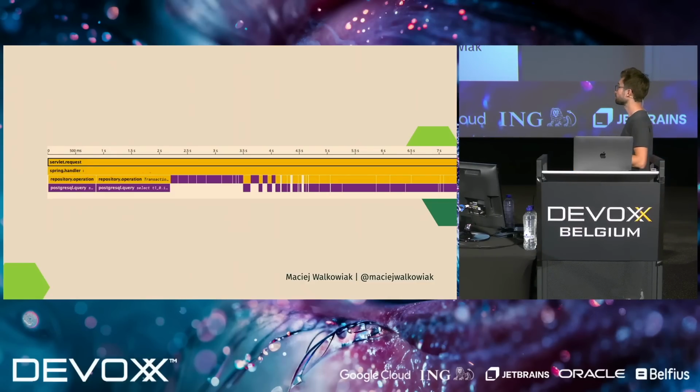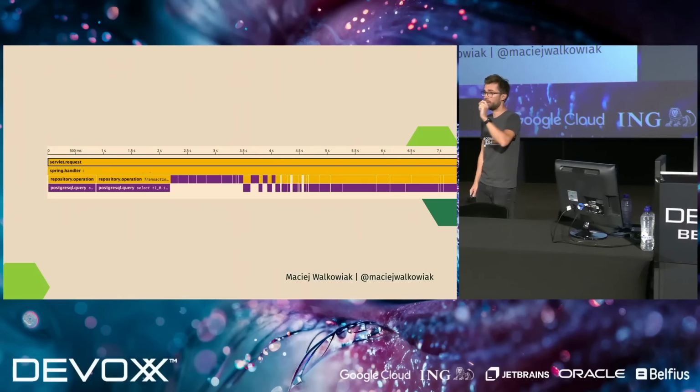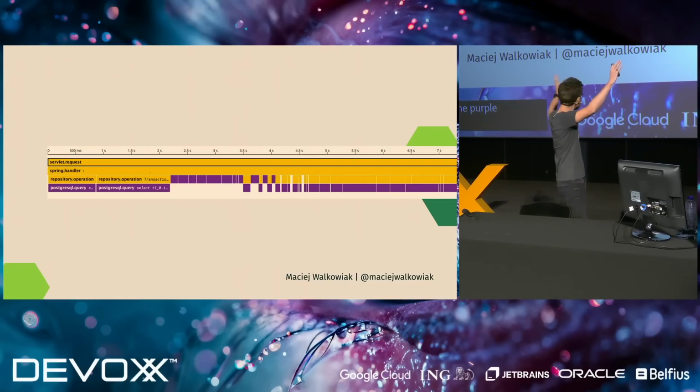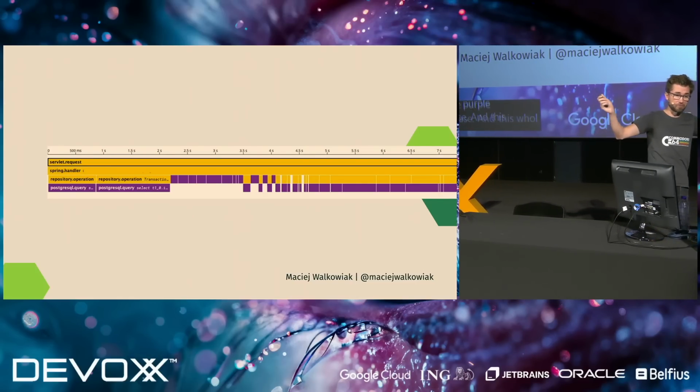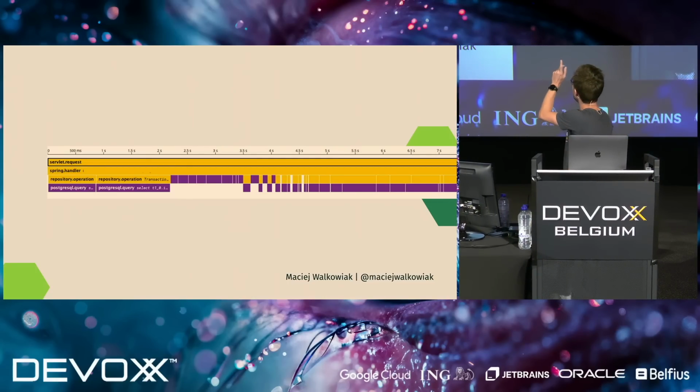quite recently. Each of the purple rectangles is one query to the database. And this whole thing is just an execution of one single HTTP request. So you can see that it is over 7 seconds. There are quite many queries, but it actually gets even worse.